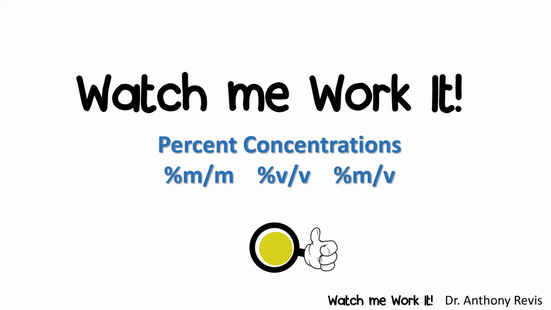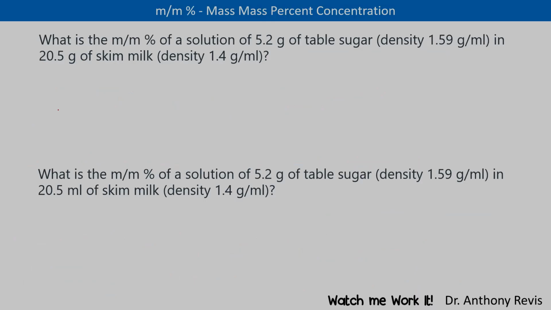Percent concentrations. Let's work some mass percent concentrations. Here's a problem. What is the mass percent of a solution of 5.2 grams of table sugar having a density of 1.59 gram per mil in 20.5 grams of skim milk having a density of 1.4 gram per mil?